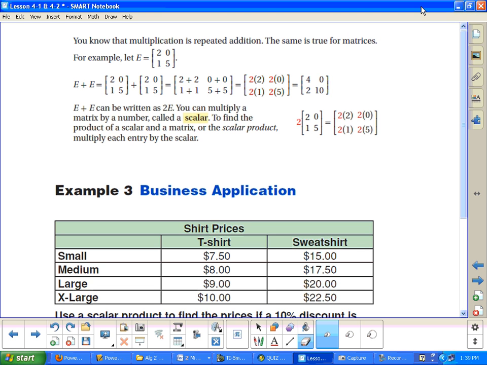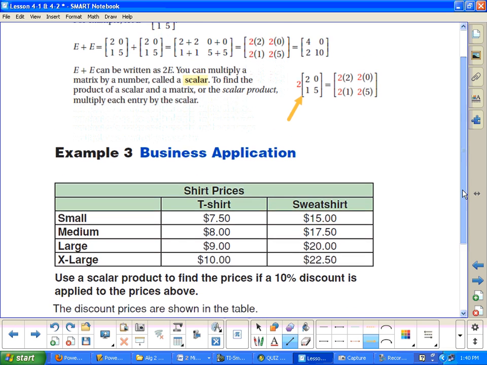We know that multiplication is repeated addition, right? The same is true for matrices. So if I was to do E plus E, that'd be the same as 2 times whatever's in matrix E. So we're going to talk about scalar multiplication, or multiplying by a scalar, or scalar product is another way they pronounce it. All that means is we're going to take whatever number's on the outside and multiply it by each number on the inside. In the example they show, if I have 2 times this matrix, then all I'm going to do is multiply each entry in that matrix times 2.